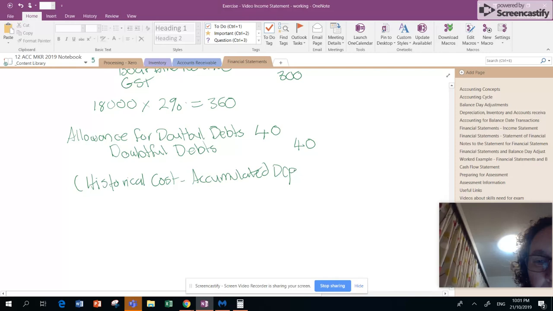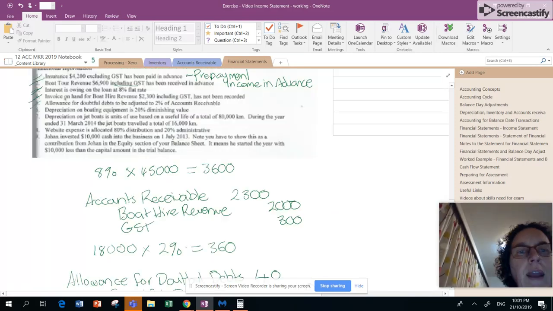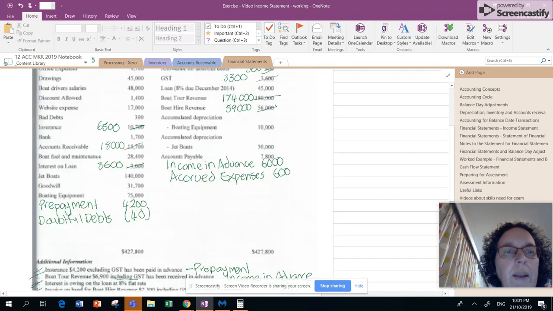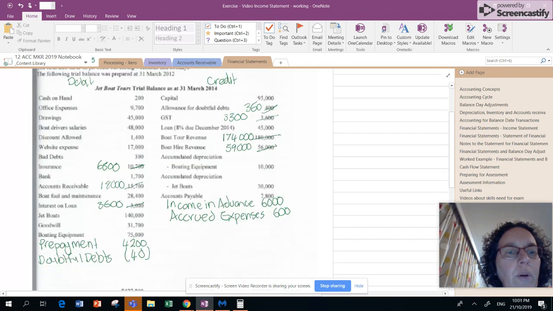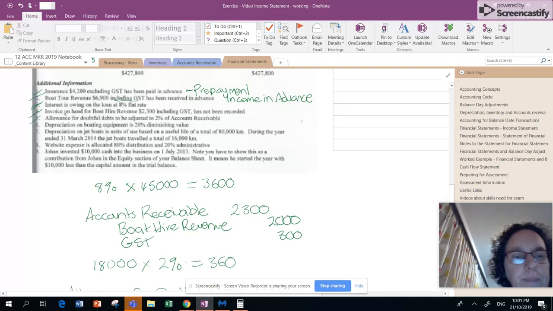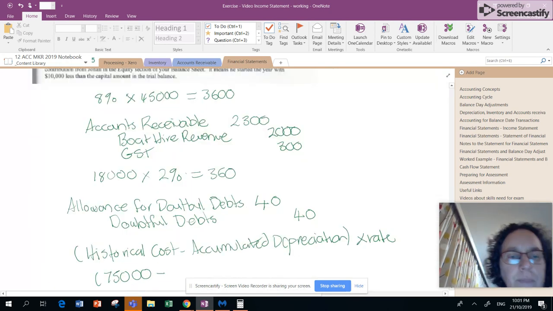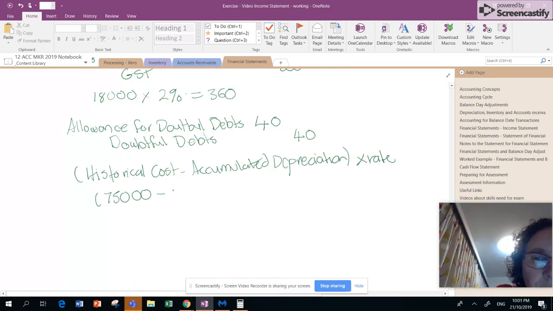In our case, we're looking at the depreciation on the boating equipment. So the historical cost for our boating equipment is 75,000, minus its accumulated depreciation, which is 10,000, times it by its rate of 20.